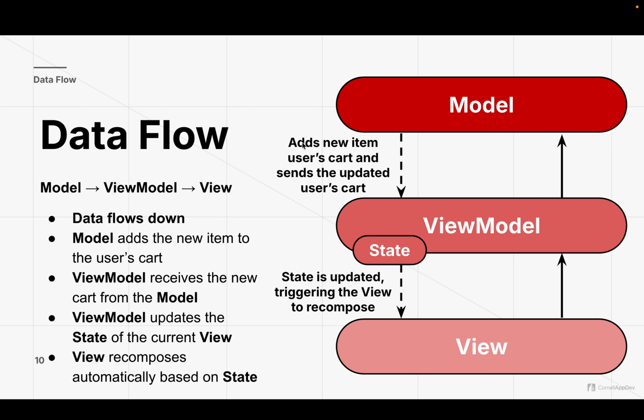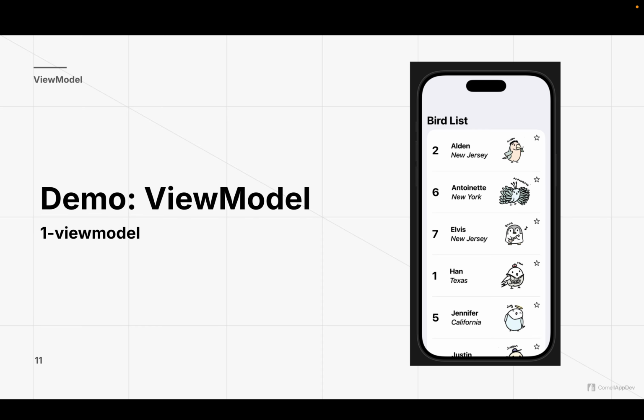And then you have the data flow. So it goes from the model to the view model to the view, and data flows down is the rule of thumb. So the model adds a new item to the user's cart, say in the back end or whatnot, and then the view model receives a new cart from the model. So with that new cart, it updates the state. And think of it like a published property, then this will cause the view to recompose based on how it was updated, right? And we'll see this in the demo.